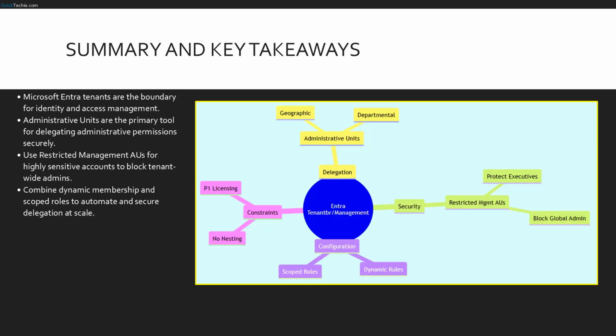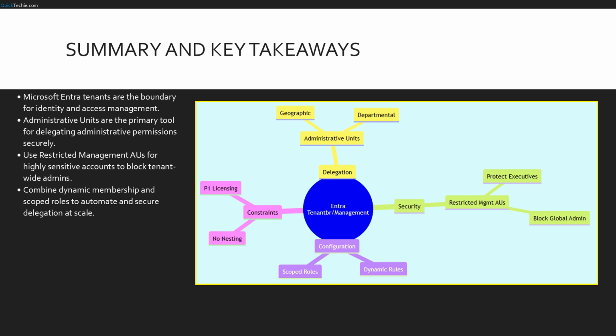In summary, configuring a Microsoft Entra tenant for security involves strategic delegation. The tenant is your perimeter, but administrative units are your internal walls. We recommend using administrative units whenever you need to delegate permissions based on geography, department, or business unit. They allow you to uphold the principle of least privilege by ensuring admins only control what they need to. Remember to leverage restricted management AUs for your most sensitive accounts to prevent unauthorized access from broad admin roles. By combining these tools with dynamic membership rules, you can build a robust, scalable, and secure management model for your organization.